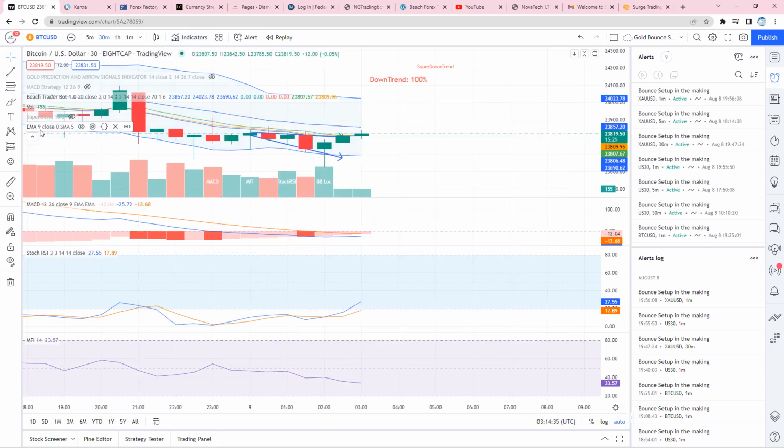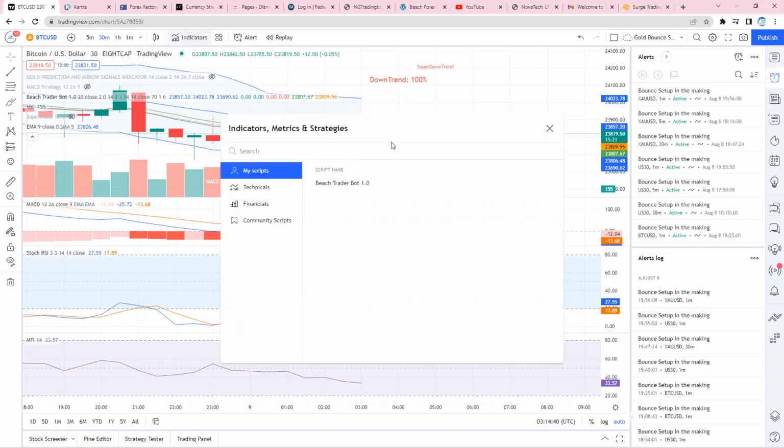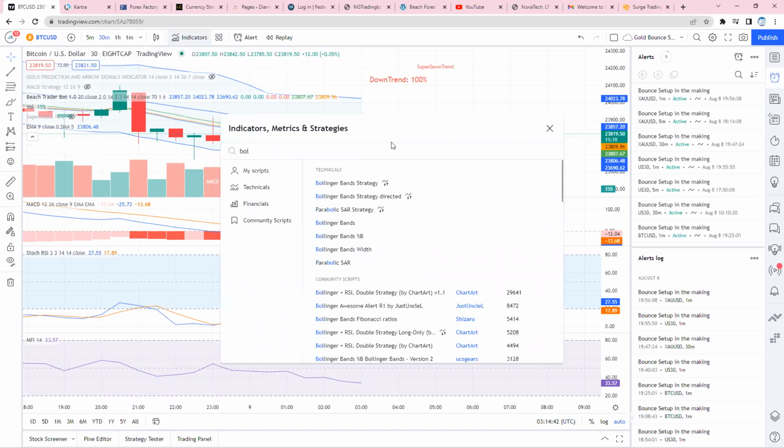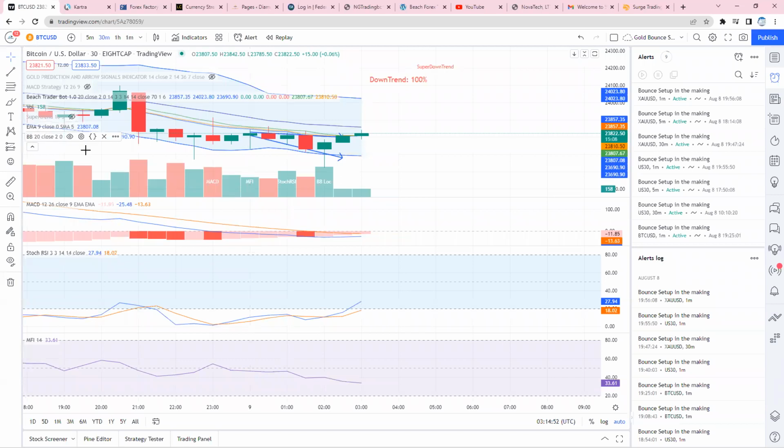Okay, and now I want the Bollinger Band back. I'm just going to come here and go Bollinger Bands. And I just want the regular Bollinger Bands. They're right here. This is the one that I use. Click on it, and it's back on there. Beautiful. Make sure you have the Bollinger Band 20. That's the one that I use if you want to use the same one as me.